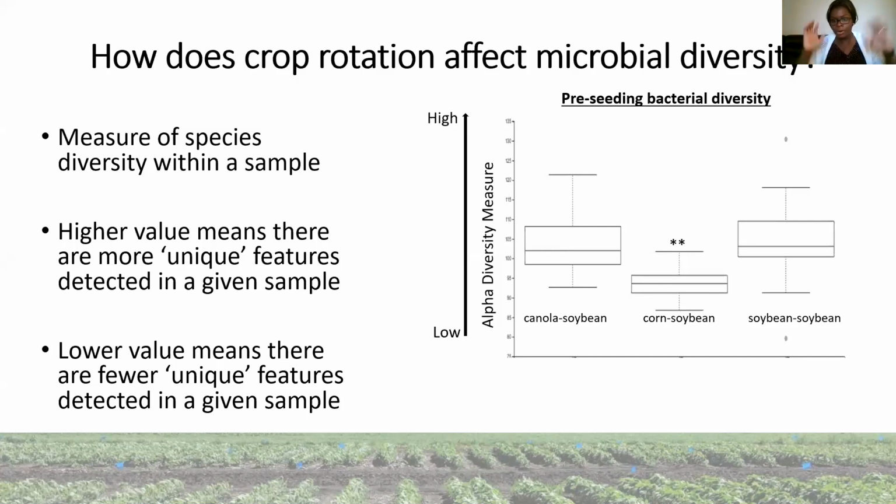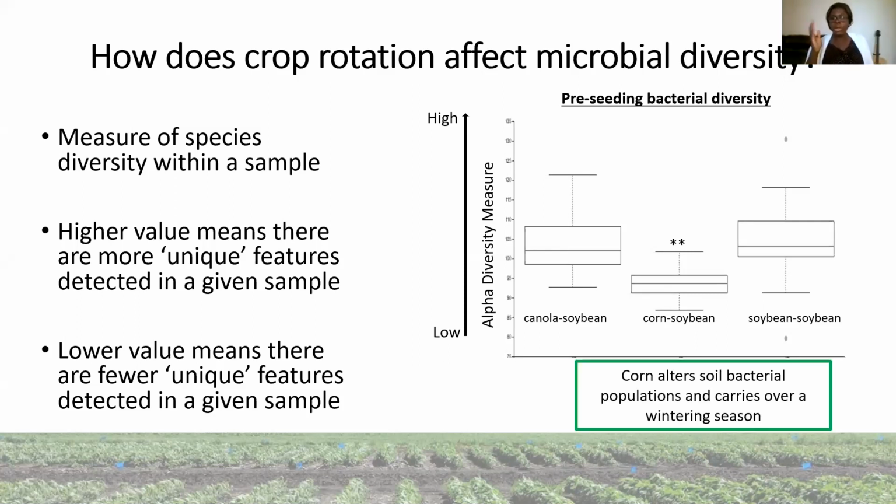Again, we used R to determine if this was significant, and the differences were significant. Then we can conclude that corn alters soil bacterial diversity, and not only does it alter it, it carries over in a winter season. This is very essential for those of us in this part of the world, because a farmer would want to know that if I treat my plants with a certain kind of microbes, would it remain the next year, or do I need to treat it again? This was something we were able to determine based on the alpha diversity measure.